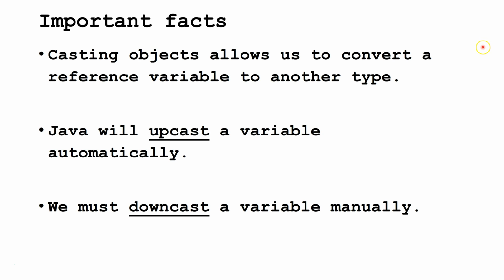Some important facts. Casting objects allows us to convert a reference variable to another type. Java will upcast a variable automatically. We must downcast a variable manually. We'll have some examples of this later on.